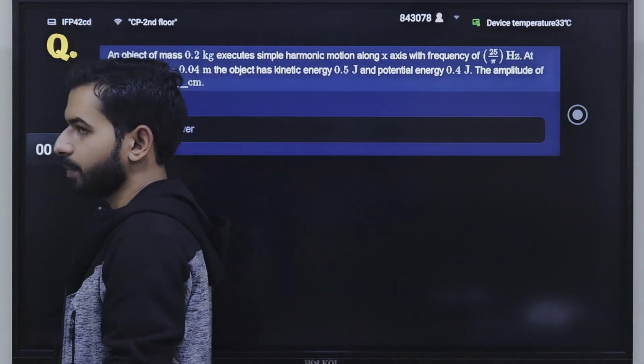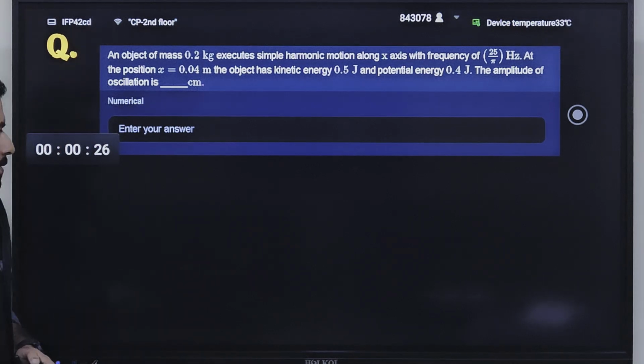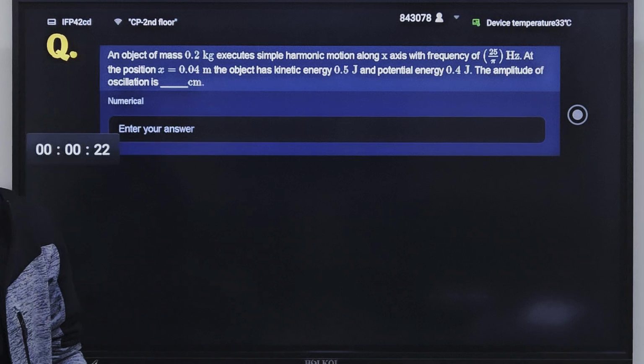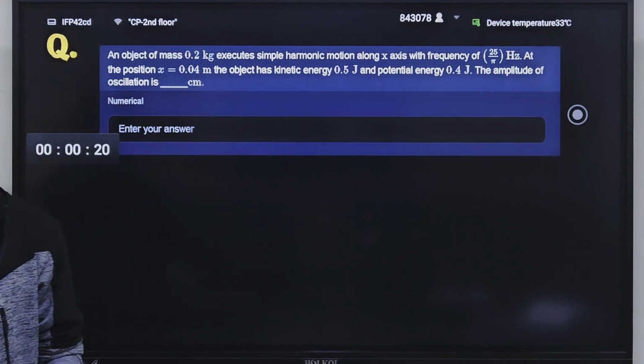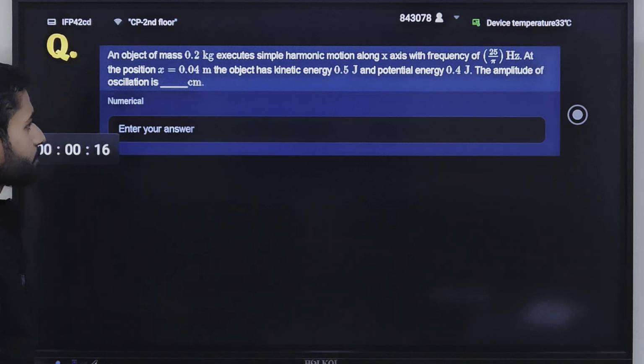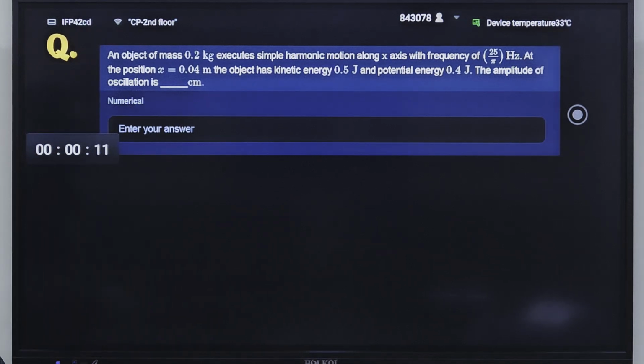Most of the questions that came in 2024 were numerical based questions and easy questions, I will say, as compared to the previous years. There are fewer conceptual questions, more just formula application questions. See what formulas you can apply and try to solve it.